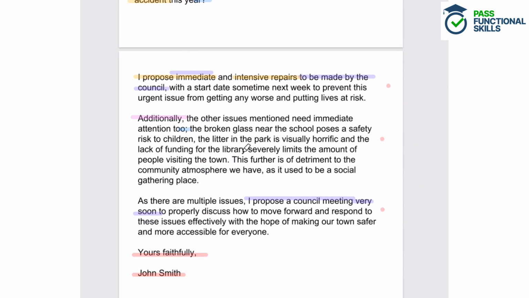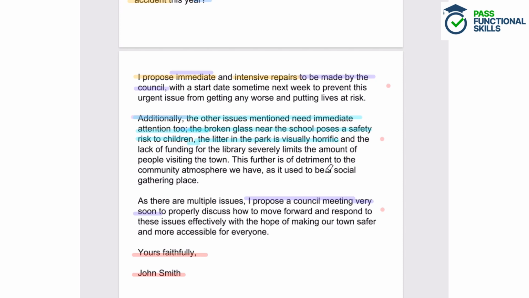So, for example, we've got additionally, the other issues mentioned need immediate attention too. So we're saying that to add on to the previous paragraph, we need these other issues to be addressed. And then we've got that semicolon there to add some additional information to the sentence. So the broken glass near the school poses a safety risk to children. And then we've got a comma to add yet another idea to that sentence to link it to the other issues. So linking to the broken glass, we've also got litter in the park, which is visually horrific. So we're also describing the impact on the community.